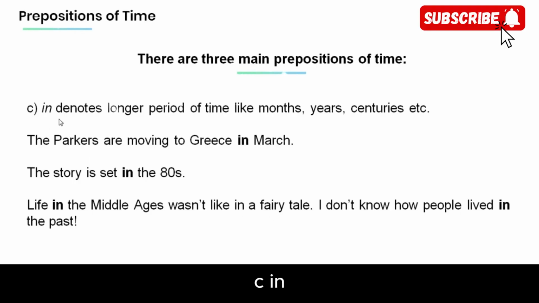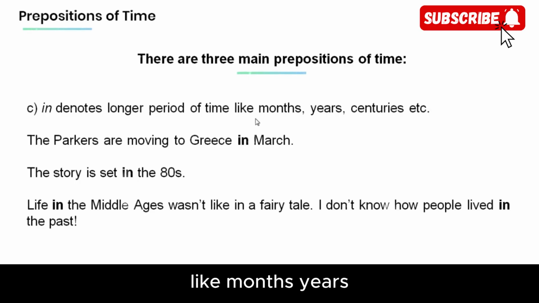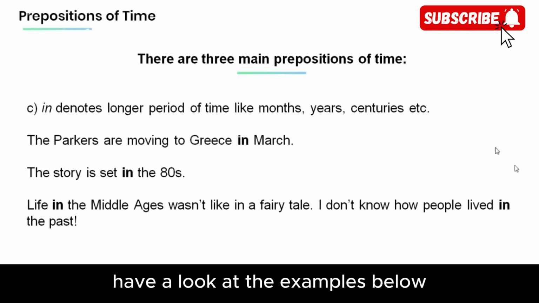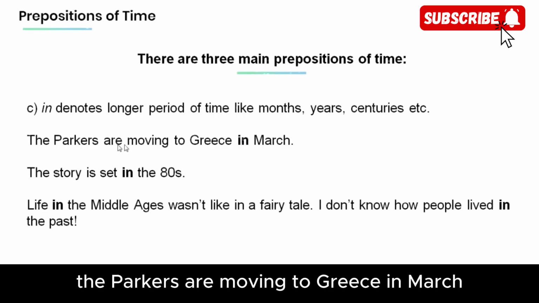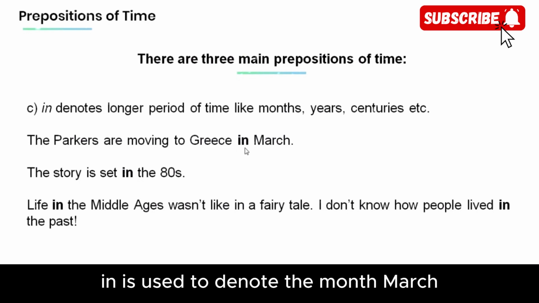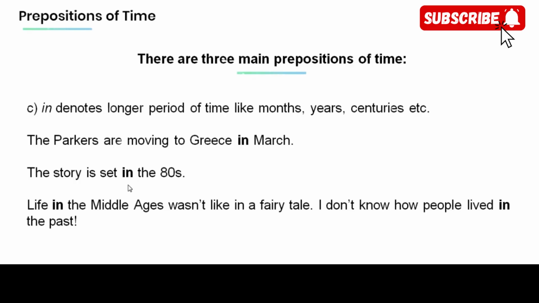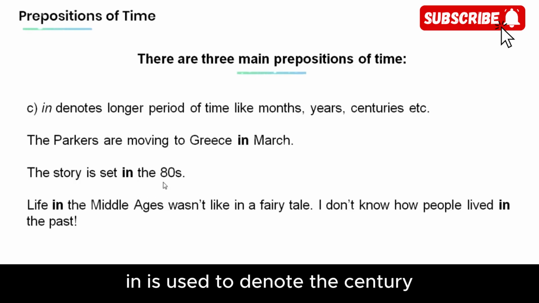C. In. In denotes longer period of time like months, years, centuries, etc. Have a look at the examples below. The Parkers are moving to Greece in March. The preposition of time in is used to denote the month, March. And in the sentence, the story is set in the 80s. In is used to denote the century.